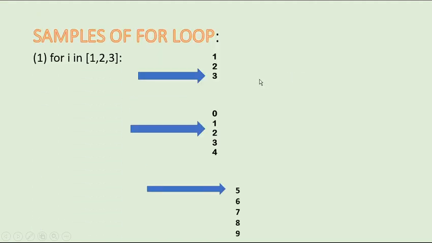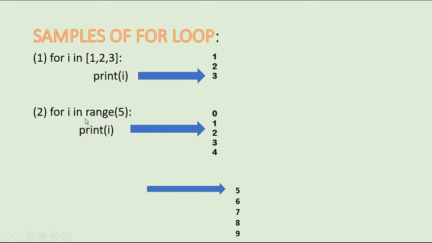Now here are a few samples of for loop. Suppose the for loop is written in this way: for i in [1, 2, 3], with square brackets. In such cases, what is the output? The output is exactly for i in 1. So when the value of i is 1, it will print 1. Then the value of i becomes 2, it prints 2. The value of i becomes 3, it prints 3.